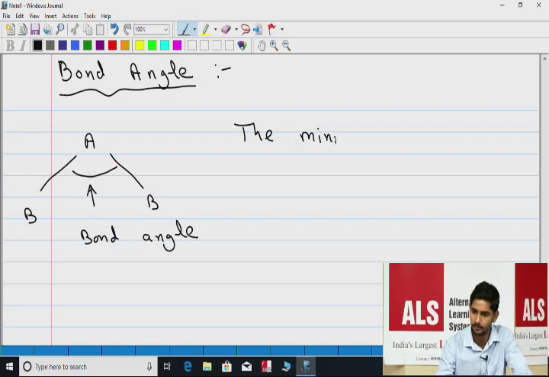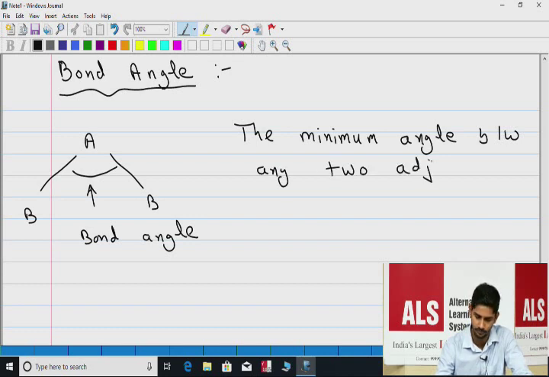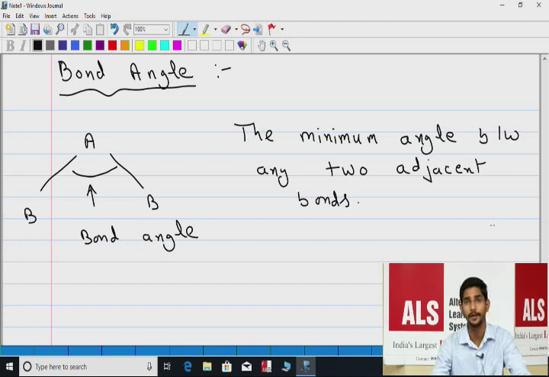So I can simply define it: the minimum angle between any two adjacent bonds. Okay, simple definition of the bond angle. Just copy this, and then again, the important factors that can affect the bond angle. Okay, copy this.